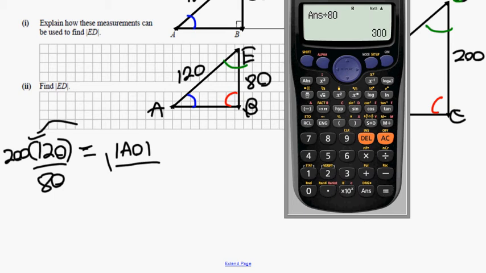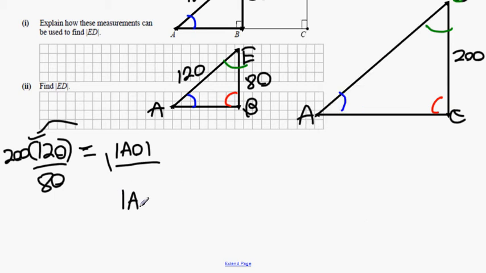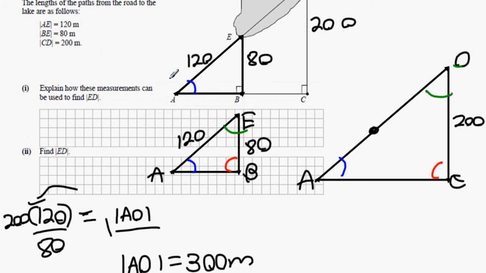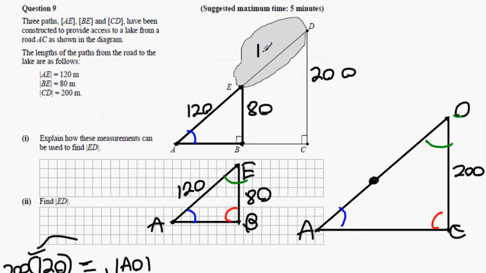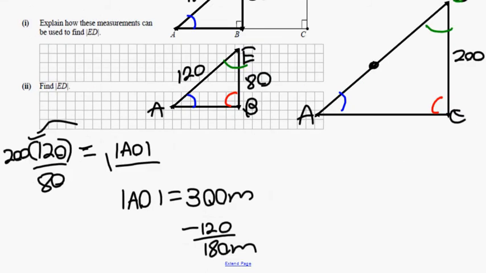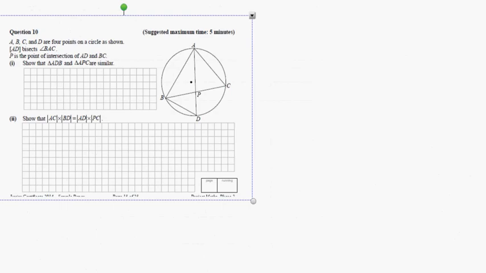And what we get here is 300 meters. AD equals 300 meters. Now remember, 120 of it is already gone. So 120 of it is from A to E. Therefore E to D must be 300 take away 120. That gives us 180 meters. Okay, so that's question 9.